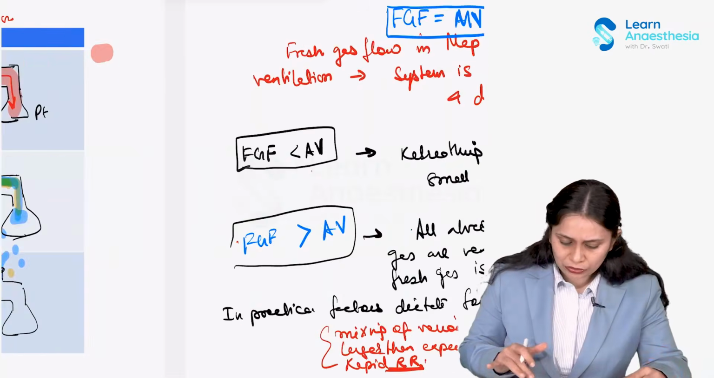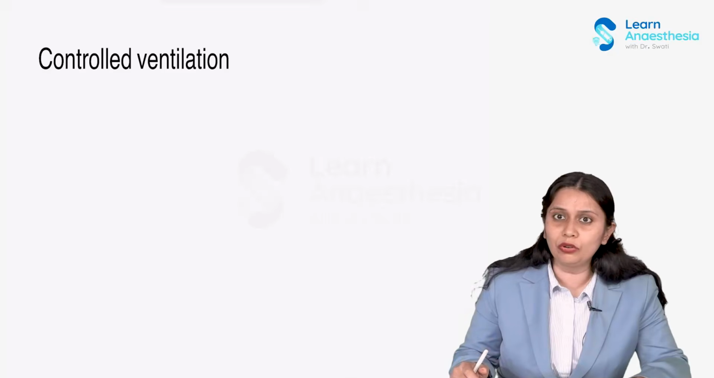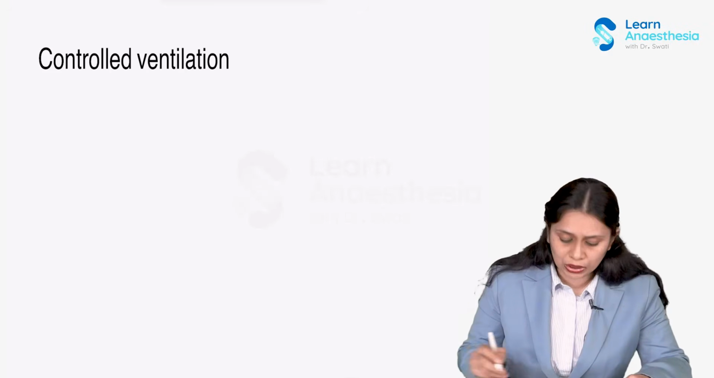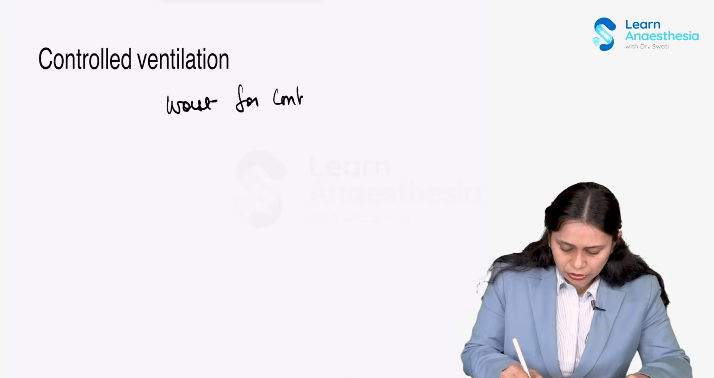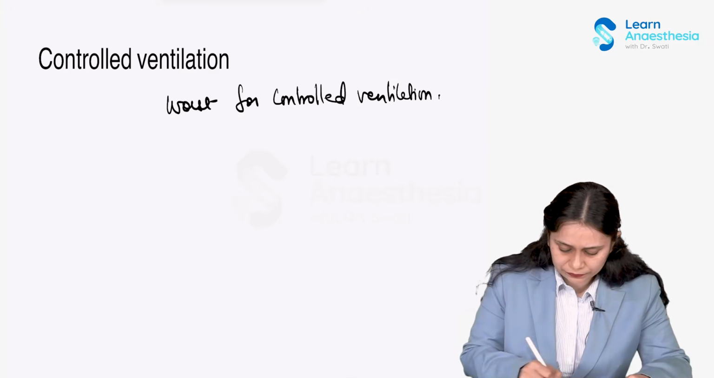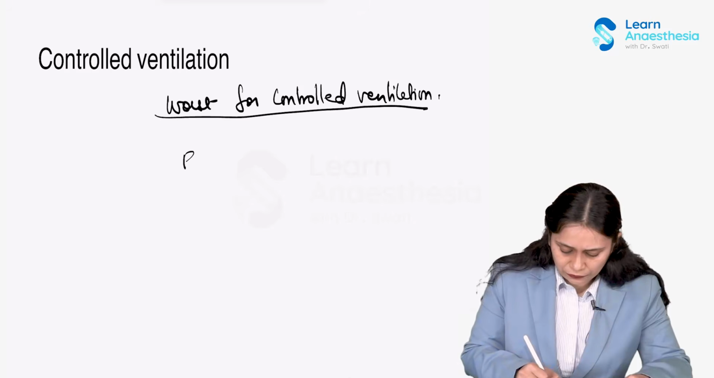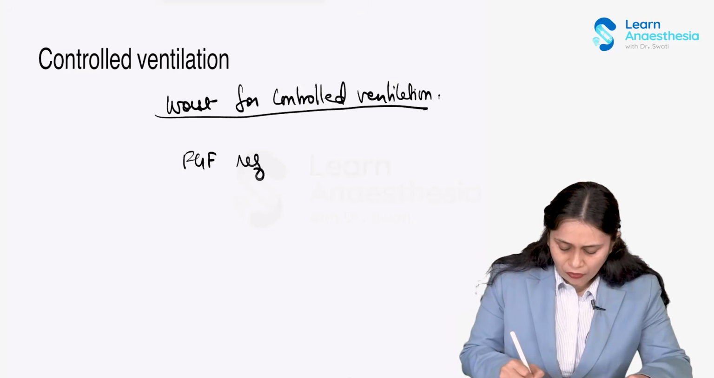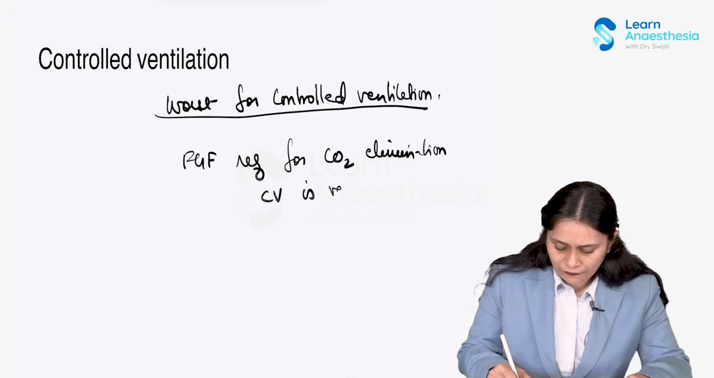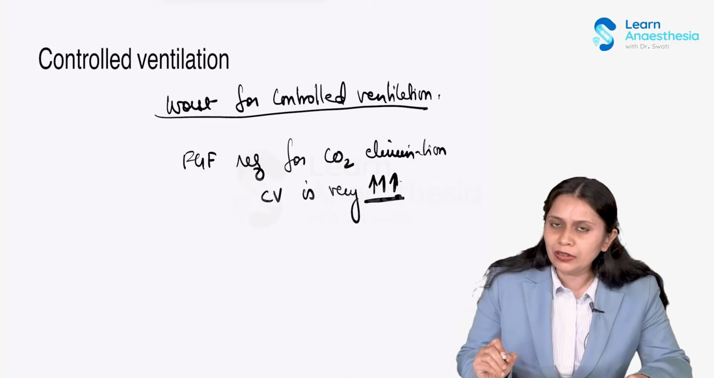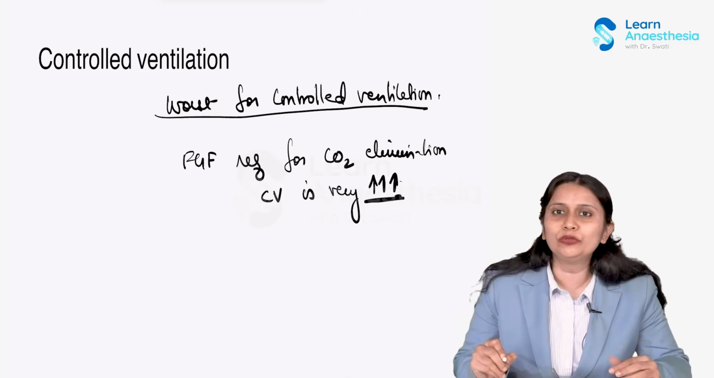Okay, now let us talk about how the A works in controlled ventilation. As I told, this is the worst circuit for controlled ventilation. Now in this, the fresh gas flow required for CO2 elimination in controlled ventilation is very high, and this also does not give us a guarantee that CO2 will be eliminated.